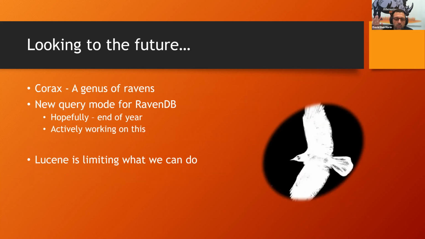We are currently working on something we call Corax. This is a long-standing background process that we have to replace Lucene. The current plan is that we can get to it by the end of the year. And we found that Lucene is severely limiting what we can do, but on the other hand, it is also extremely rich. So replacing that ended up being more complex than what we expected.